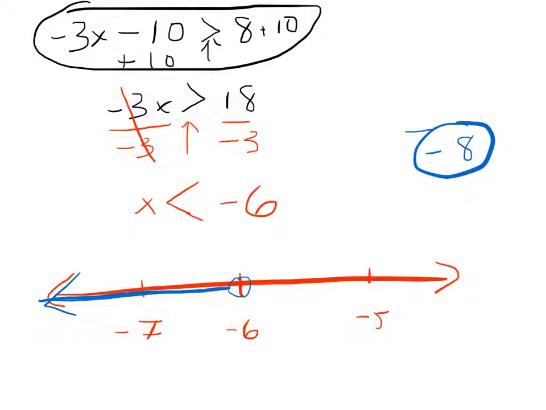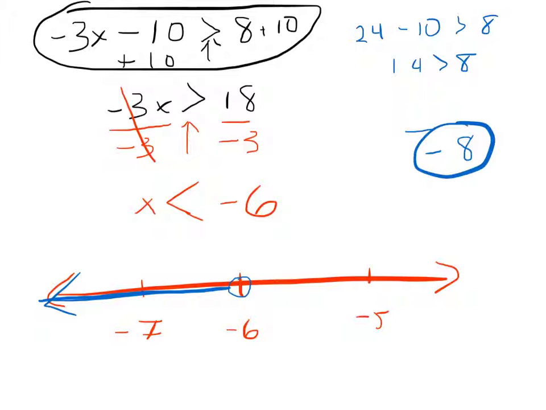Back up here, negative 8 times negative 3 will be 24. Minus 10 has got to be greater than 8, and 24 minus 10 is 14, which is greater than 8. So that stayed true. However, if we were to pick a number over here on this side, like negative 4, it would not be true.